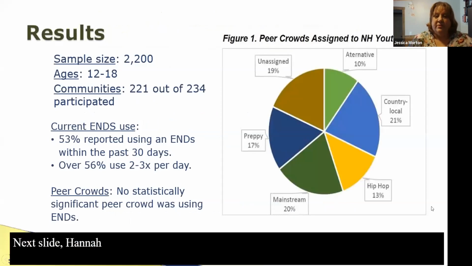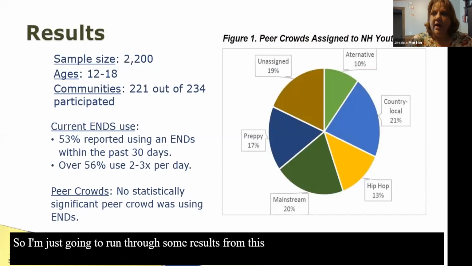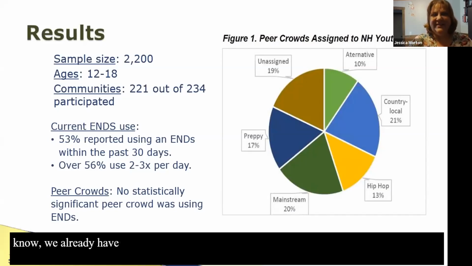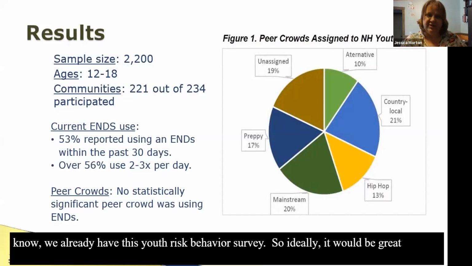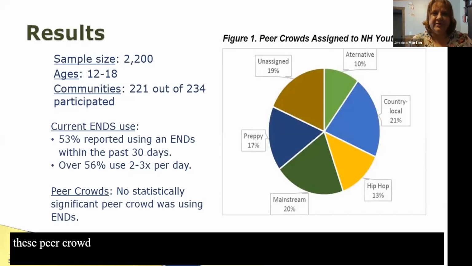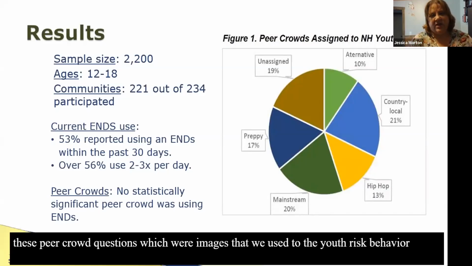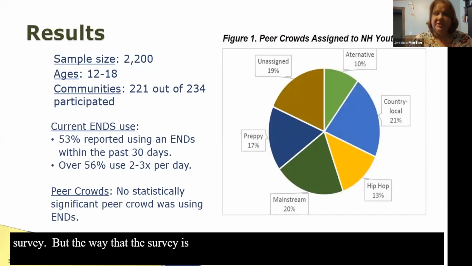So I'm just going to run through some results from this survey. Unfortunately, we already have this Youth Risk Behavior Survey. So ideally, it would be great to add these peer crowd questions, which were images that we used, to the Youth Risk Behavior Survey. But the way that the survey is run right now, it just wasn't possible to add those images.